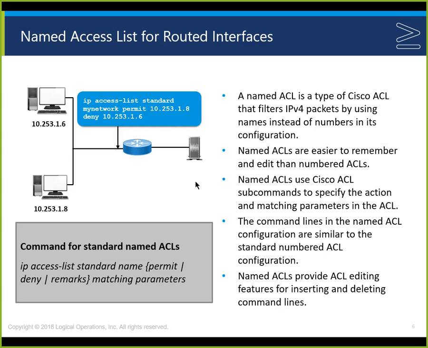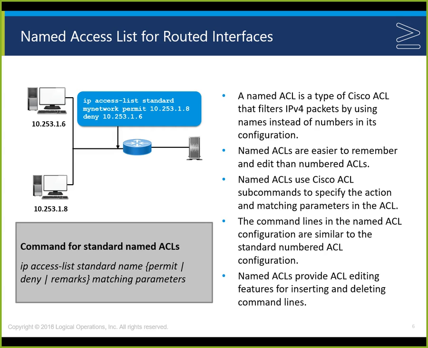And then the named list type of ACL filters IP packets using names instead of numbers. When you're doing this for real, you probably want to use a named list because you can name it for what it's doing. Deny students, deny financial aid, FinAid, or something like that. Named lists are easy to remember and edit.